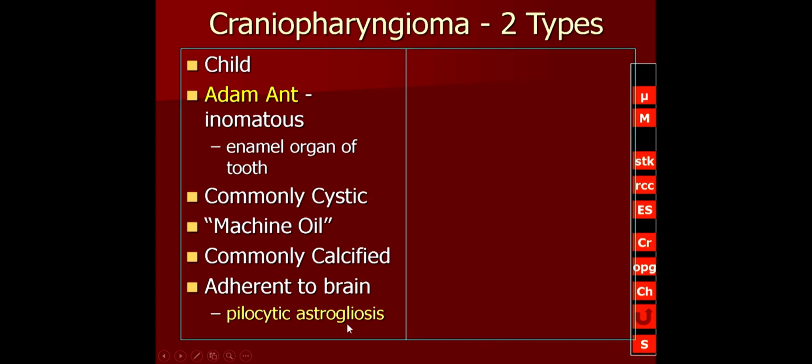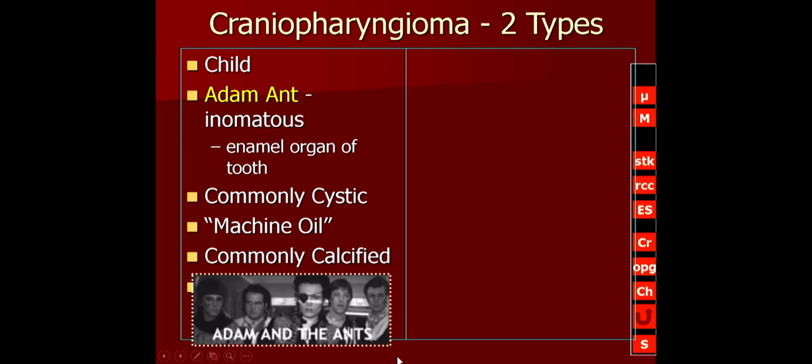It's a very interesting thing to remember about craniopharyngiomas. Now, the ones that we see in childhood are called adamantinomatous craniopharyngiomas. You know why they're called adamantinomatous craniopharyngiomas? They're named after that 1980s rock group, Adam and the Ants. So they're the adamantinomatous craniopharyngiomas.